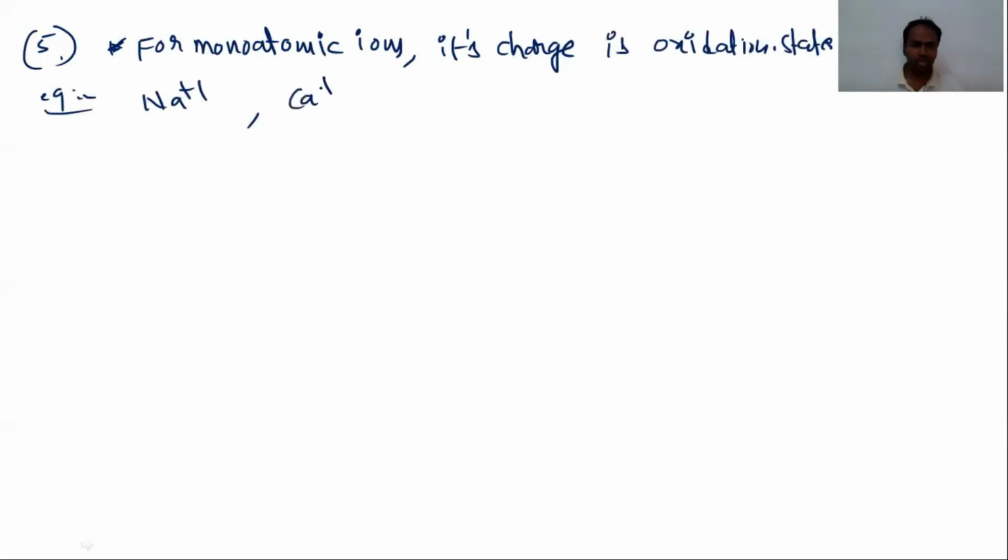Ca2+ has oxidation state +2. Next, take potassium, K+, which is +1. N3-, the oxidation state is -3. That is the case for monoatomic ions. Then take the polyatomic ions.